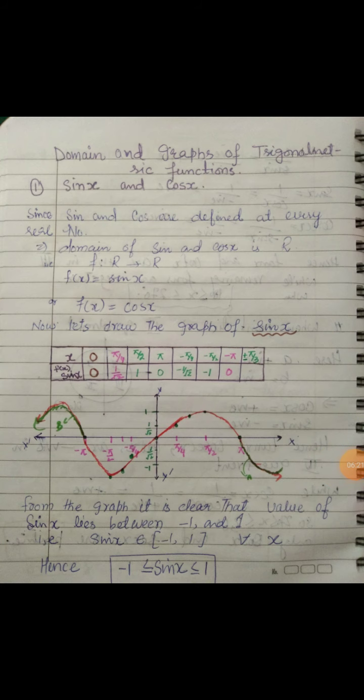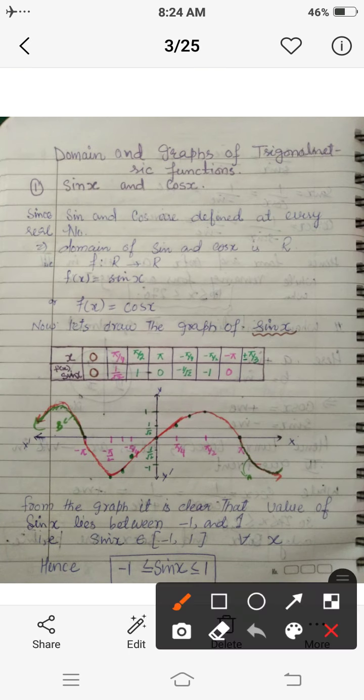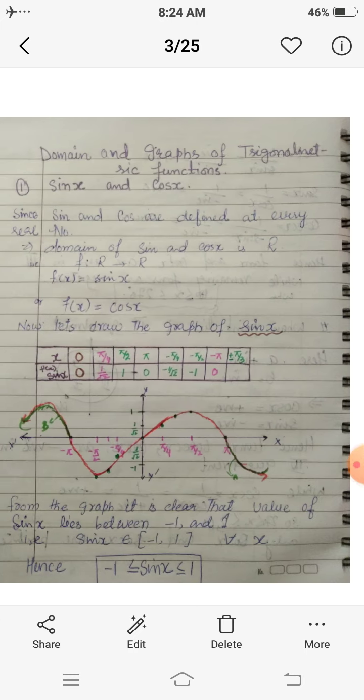Also from the graph, the points where the graph touches the x-axis are 0, because here at 0, at x equals pi, at x equals minus pi. Similarly we will have the points minus 2 pi, 3 pi, 4 pi. So this means that everywhere we have integral multiples. So the zeros of the sine function, zeros meaning where the value of the function is 0, are simply n pi, where n belongs to the integers.